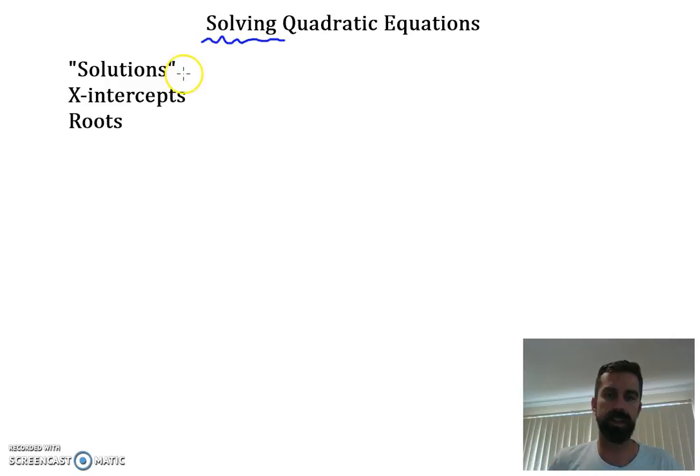So there's three terms here. You might be asked to find the solutions or solve the quadratic equation. You might be asked to find the x-intercepts, which is something we've already done quite a bit. Or you might be asked to find the roots of the equation, and you might remember we all had a giggle at the graphics calculator that had a function on it called root. These three terms here all mean the same thing. Okay?